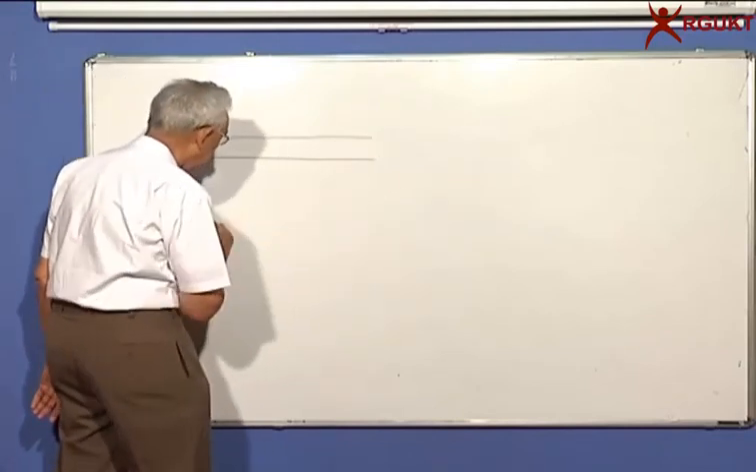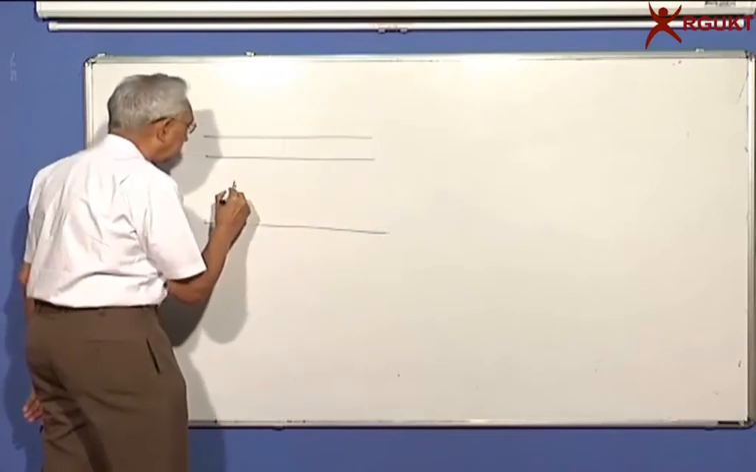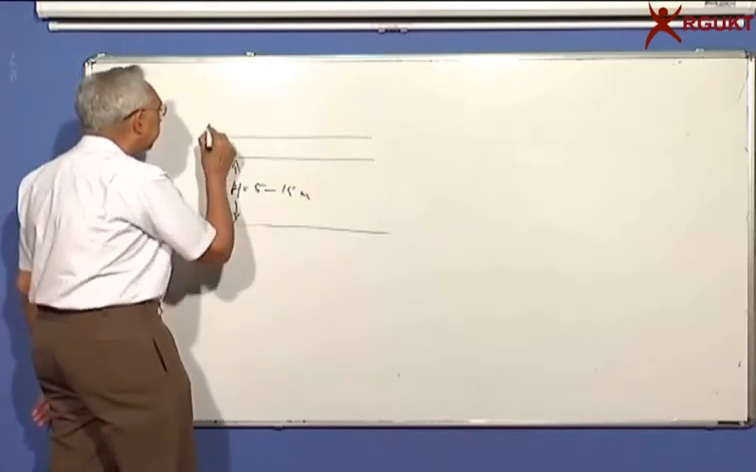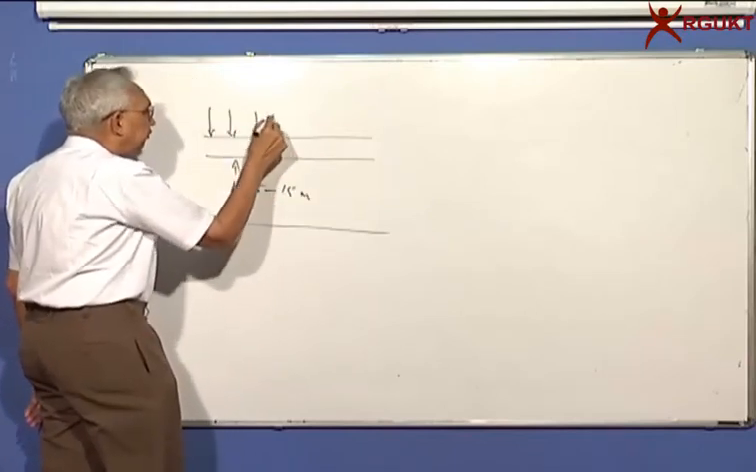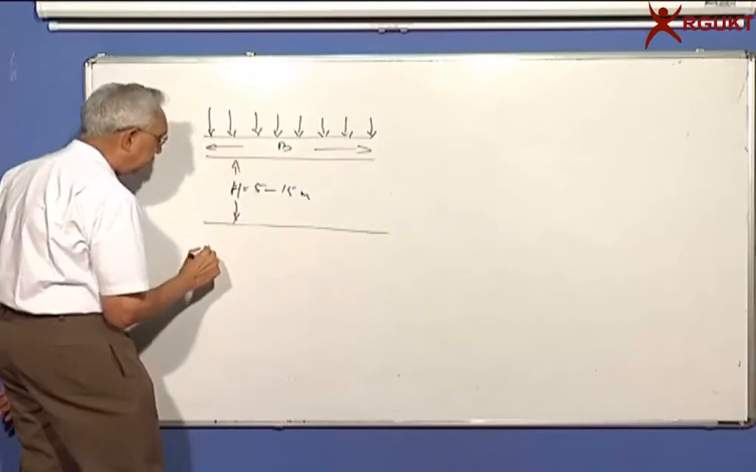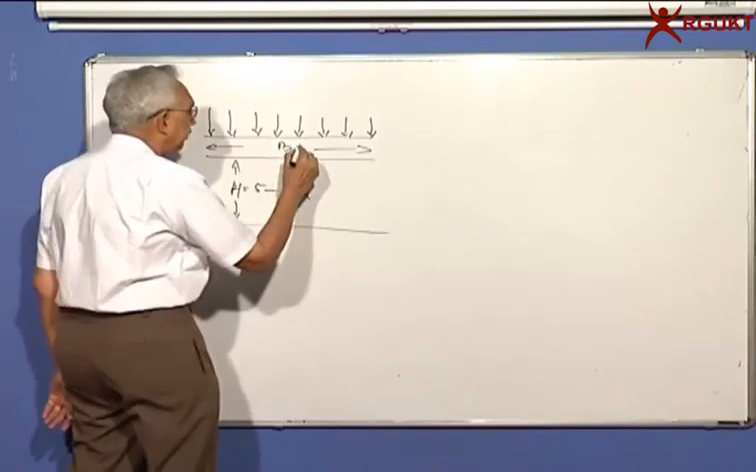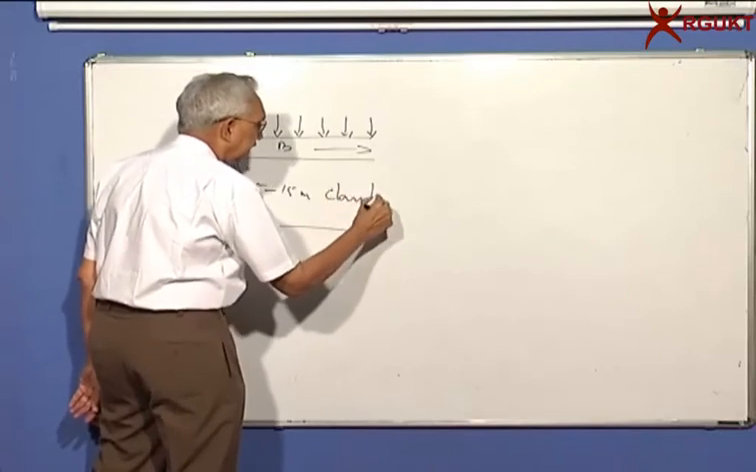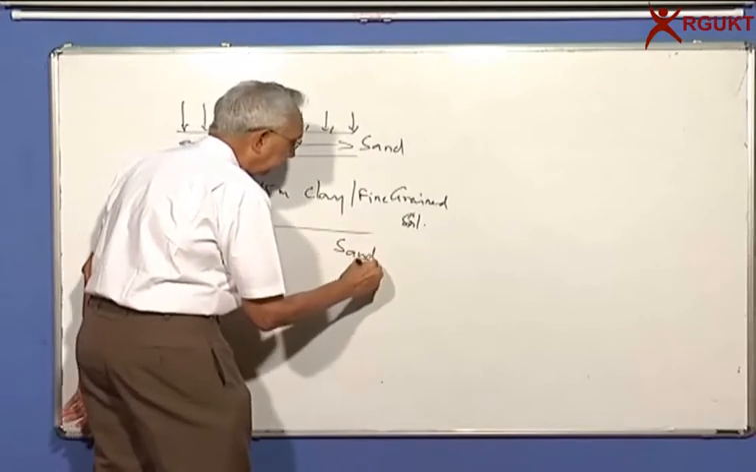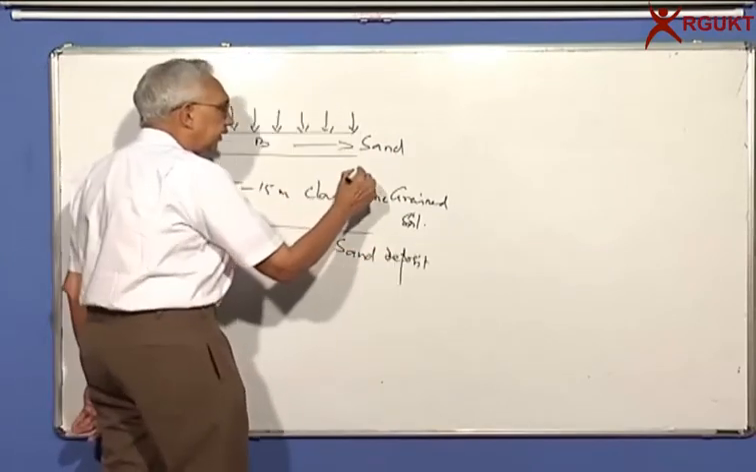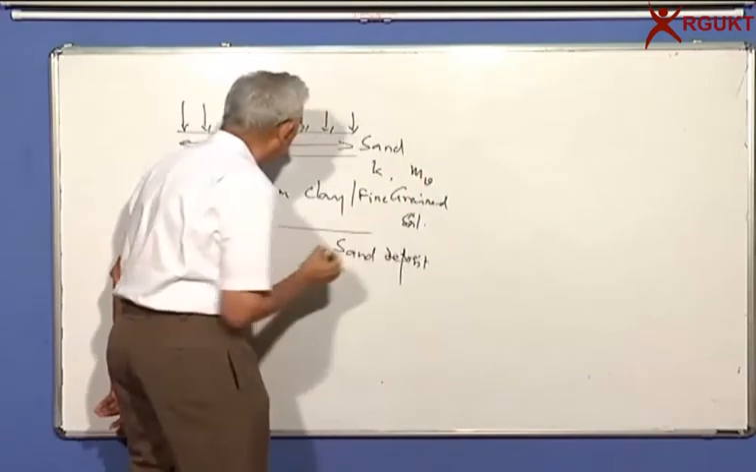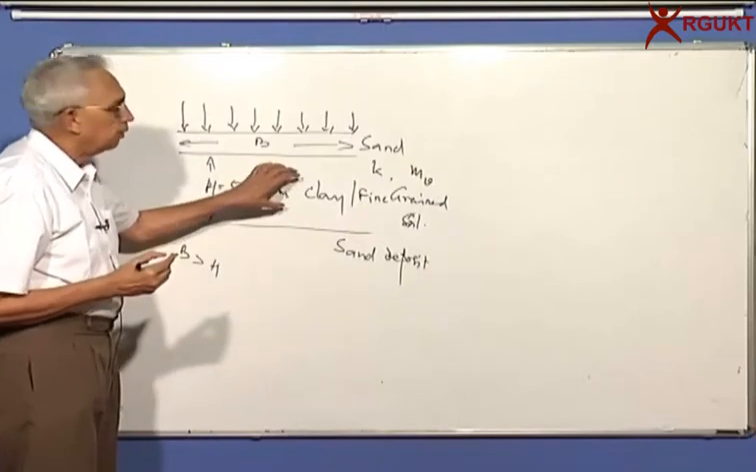We have a thick deposit of soft clay. Let's say H can be anywhere from 5 to 15 meters or whatever it is, and you are going to apply a uniform load, and the width of the load is fairly large. You can say that B is greater than H, and here you have a clay or a fine grained soil, let us say, and on top we have sand, and on the bottom also we may have a sand deposit. This clay layer has a permeability which is equal to k, and coefficient of volume change is m_v. So when you apply this load, what happens to this clay layer?